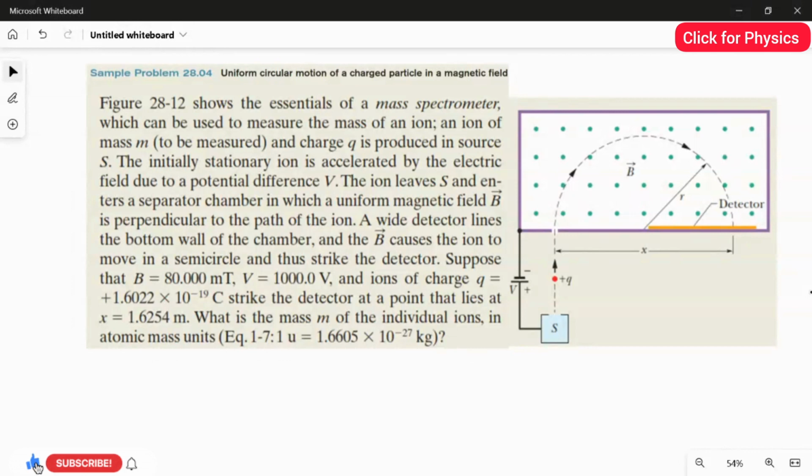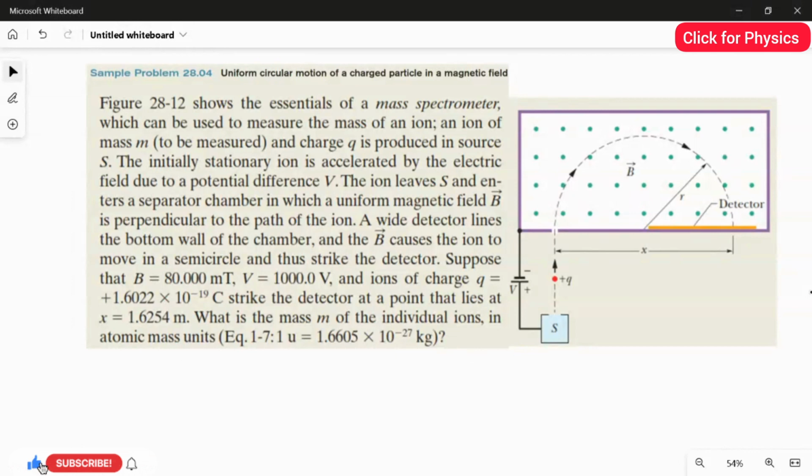A white detector lines the bottom of the wall of the chamber, and the magnetic field causes the ions to move in a semicircle and thus to strike the detector. So when the ions enter this magnetic field, they will be moving in a semicircle and are about to hit the detector. And from the starting to the ending point where the ion is going to hit the detector, its distance is mentioned here as x.